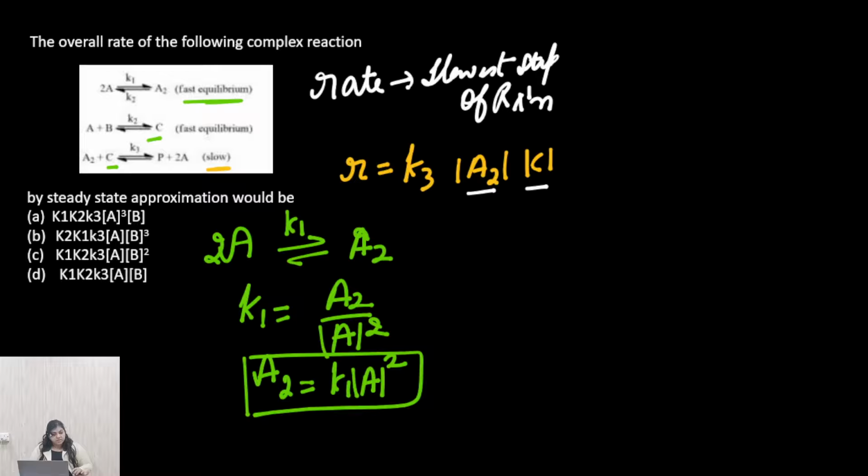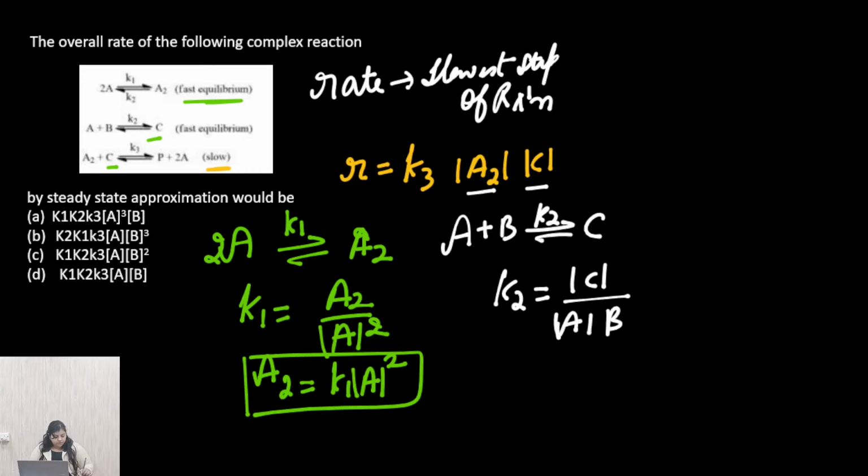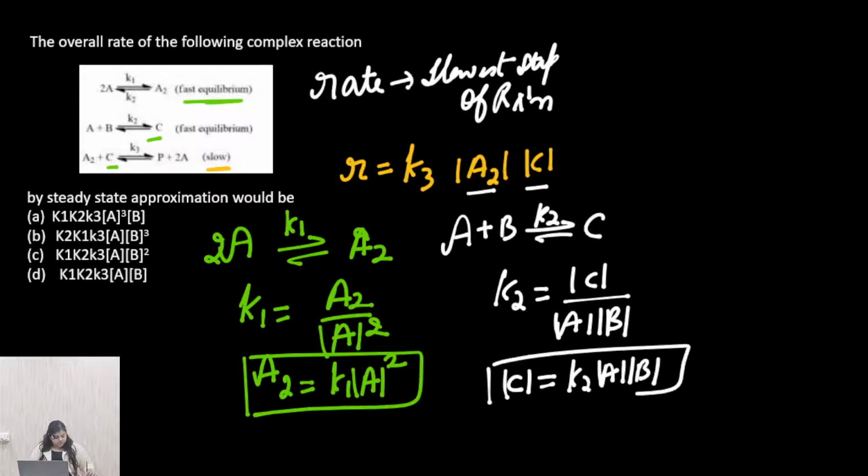Now for the concentration of C, we can use the second equilibrium, which is A plus B with the rate constant K2 giving you C. So K2 is equal to C upon A into B. From here, the concentration of C is K2 times A into B. So substitute this C concentration in the above rate expression.